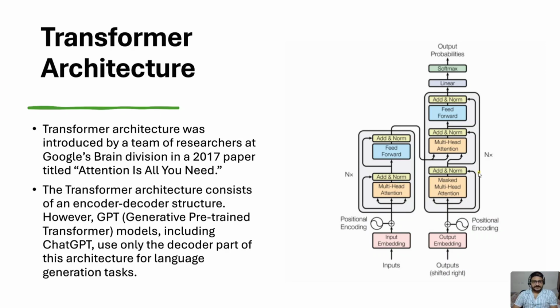The transformer architecture consists of an encoder and decoder structure. You can see this particular part is the encoder and this particular part is the decoder. GPT uses only the decoder part. Decoder-only is used by ChatGPT. There are other AI models which use both the encoder and decoder, but ChatGPT uses only the decoder part of this architecture. So that's what we are going to discuss: how this decoder-only part is working behind ChatGPT. That's the framework we are going to discuss in more detail.